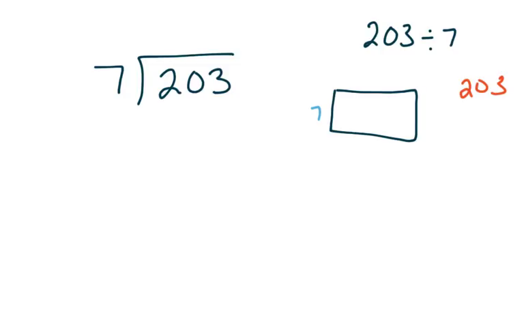7 times what is going to take a big chunk out of 203? Maybe you just want to go with 7 times 10, so that's fine. 7 times 10 gets me 70.